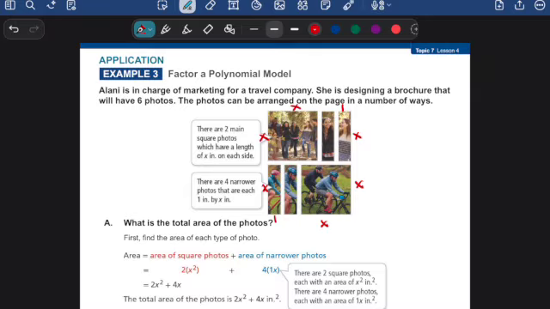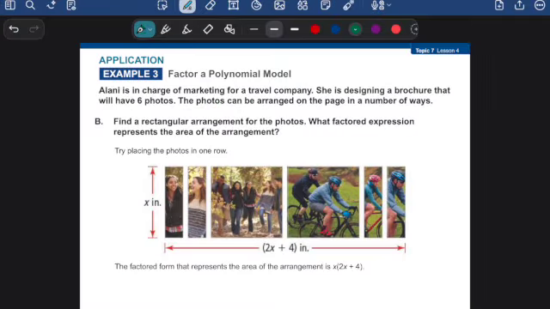So for the square photo, the area is x times x, or just x squared. And we have two of those. So here's our expression to represent the total area of the square photos. The narrow rectangular photos, 1 times x is x. How many of those do I have? 4. So 4x is going to be the expression to represent the narrow photos. So for the whole total area of the brochure, we have this expression, 2x squared plus 4x is the total area for the whole brochure.